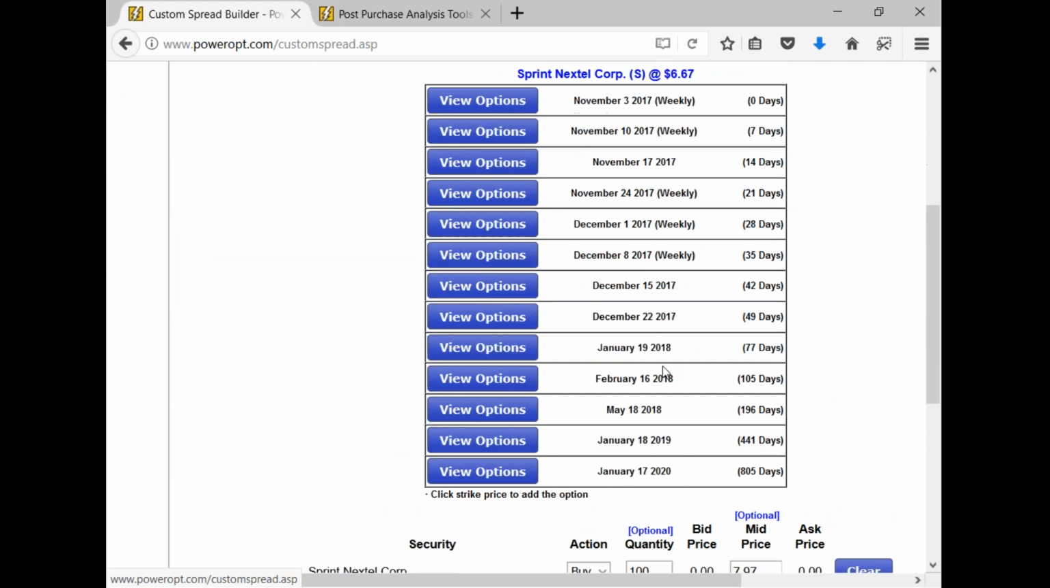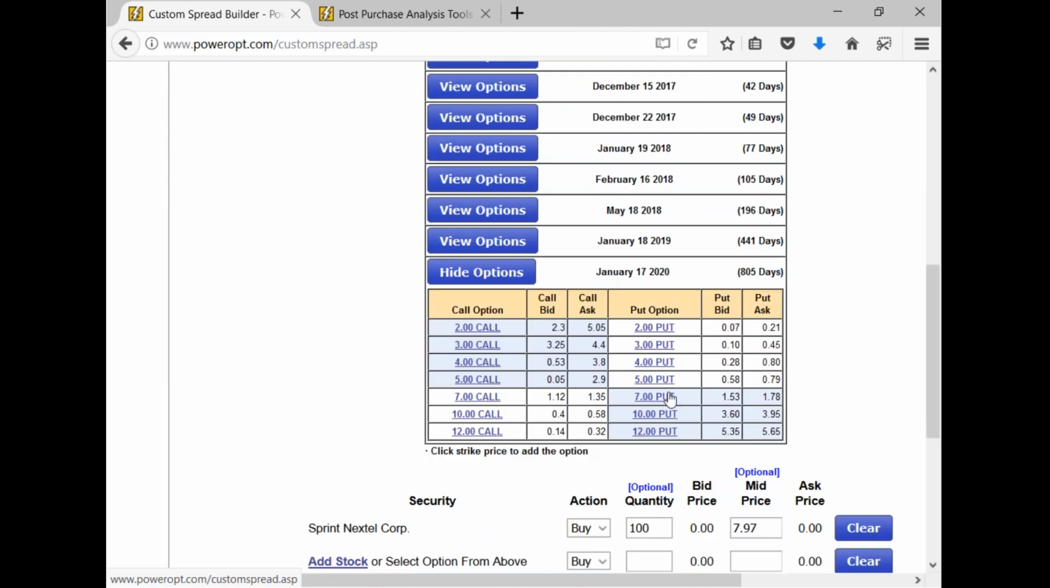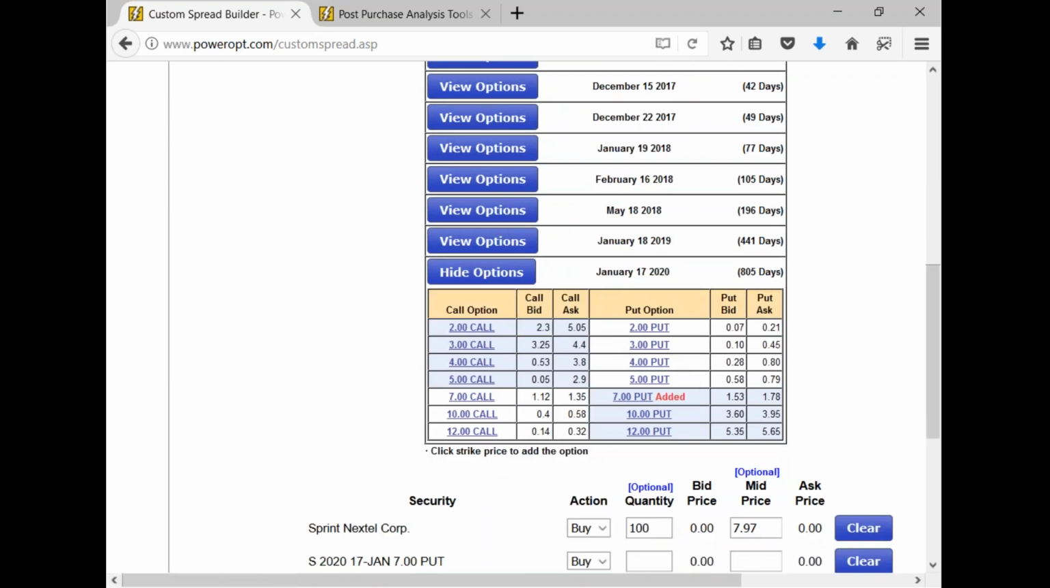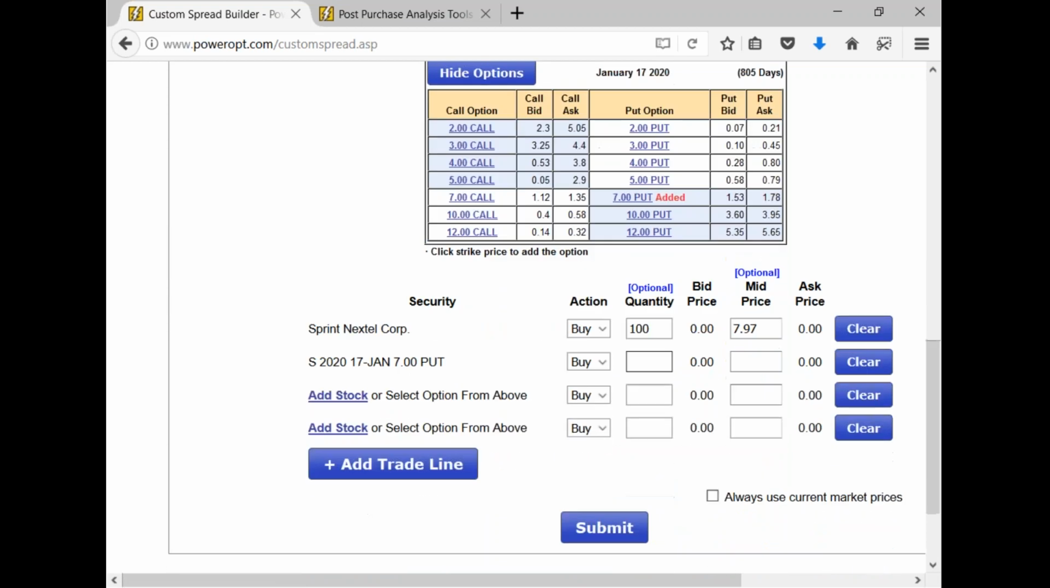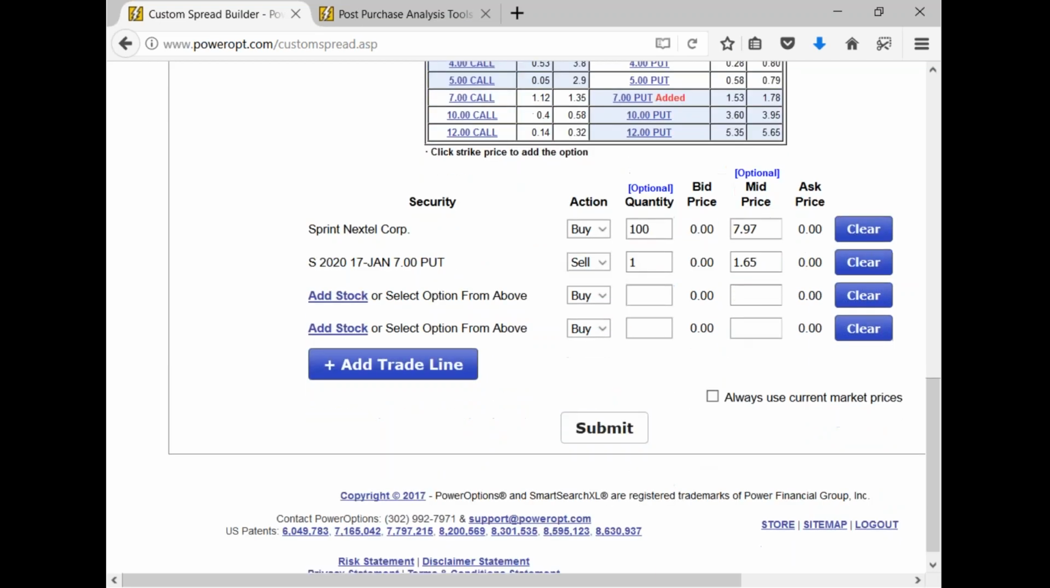Now, we want to sell first. Take a look at what this looks like. We're going to sell the 2027 7-strike put at $1.47. We're going to get a little bit better. We're going to put in $1.65. Okay, midpoint there. So we're going to buy one. We're going to sell one at $1.65.